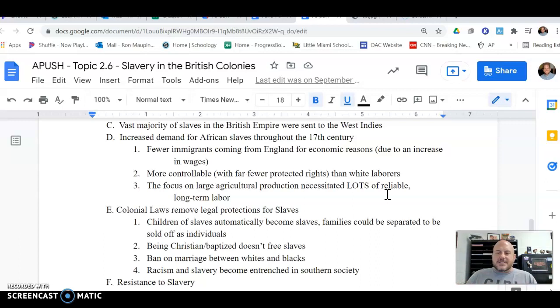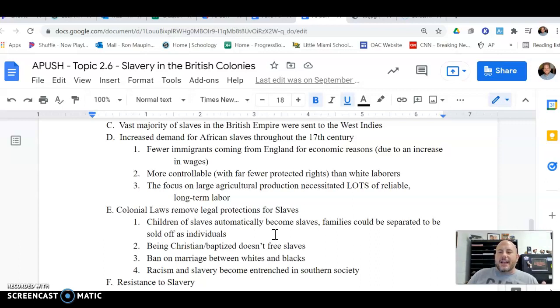Of course, slavery being the dehumanizing institution that it is. As you can see here, there are some examples of some of these rights that are going to be taken away as we go through the 17th century. For example, the association with being a slave based on your parents being a slave. That was not something that was associated with white Europeans.